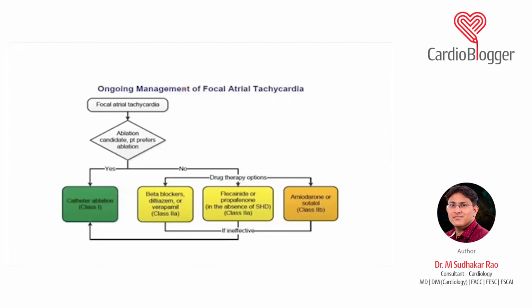Only if the patient is not willing, again the three groups of drugs: beta blockers, calcium channel blockers, flecainide and propafenone. You should always remember, as I already discussed in the class on atrial fibrillation, in a patient with structural heart disease, drugs like flecainide, ibutilide, propafenone and all should never be used. So in those groups of patients, you should only try amiodarone or sotalol.